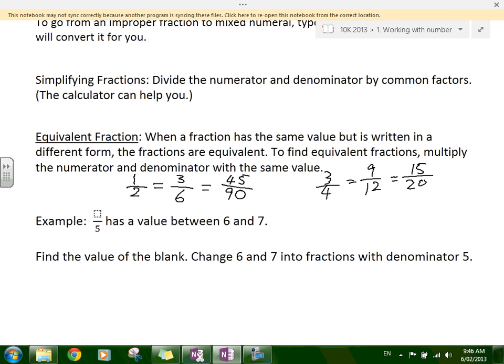Now I just want to have a look at this example. So just finish writing this equivalent fraction bit and put your pens down for a moment and let's listen to what I do here. It's kind of we have this square blank, so we want to find what's in this box, in the numerator above the 5. So let's put your pens down for a moment.